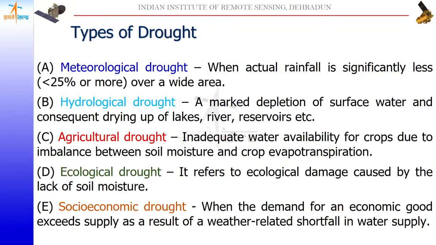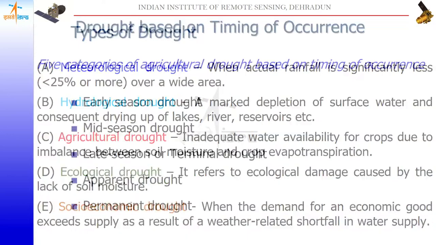Then the fifth and final one is socio-economic drought, when the demand for economic goods exceeds supply because of weather-related shortfall of rainfall or water supply. That ultimately impacts the social status of the farmers or the population as well as the economy. If the unavailability of rain impacts the economic status of the farmers, at the same time it also impacts the social status of the farmers or the population of the specific area.